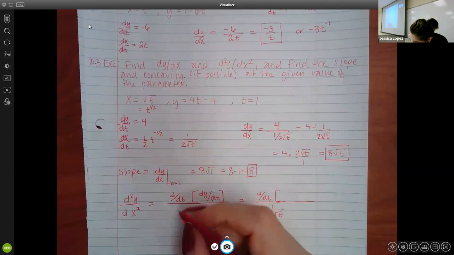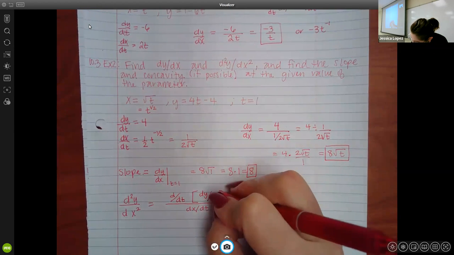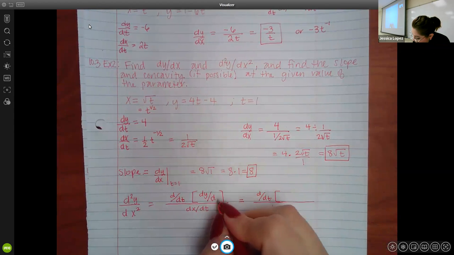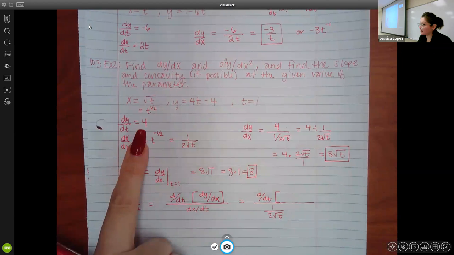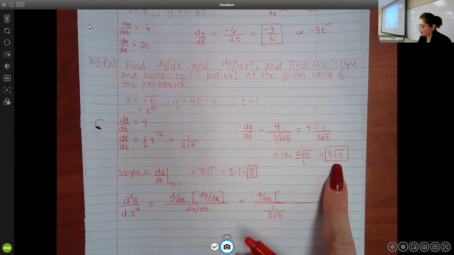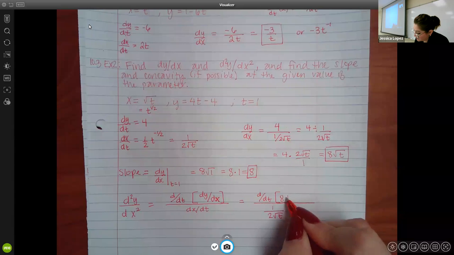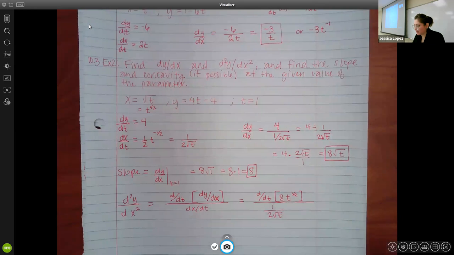So we're taking the derivative with respect to t, but not of dy/dt. We're taking the derivative with respect to t of dy/dx. So it's not this guy, is it? That's not dy/dx, right? dy/dx is this guy, isn't it? So that's what I need to take the derivative of. And I'm going to write it in its power form, so that I can eventually apply my power rule.